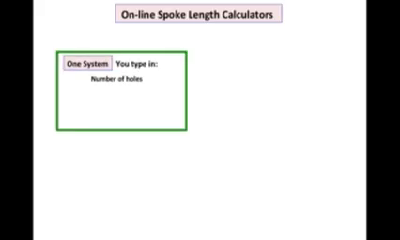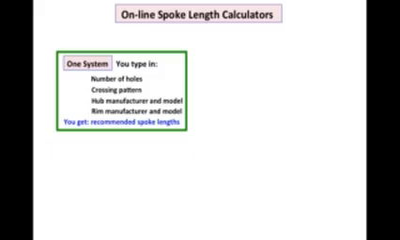Once you've determined all of the measurements that you need to determine spoke length, then you need to find an online calculator which will crunch the numbers and spit out the spoke lengths that you actually need. When we're talking about online calculators, there are two systems, we can call it. In one system, you type in the number of holes, the crossing pattern, the hub manufacturer and model, and then the rim manufacturer and model, and you press a button and you get the recommended spoke lengths.